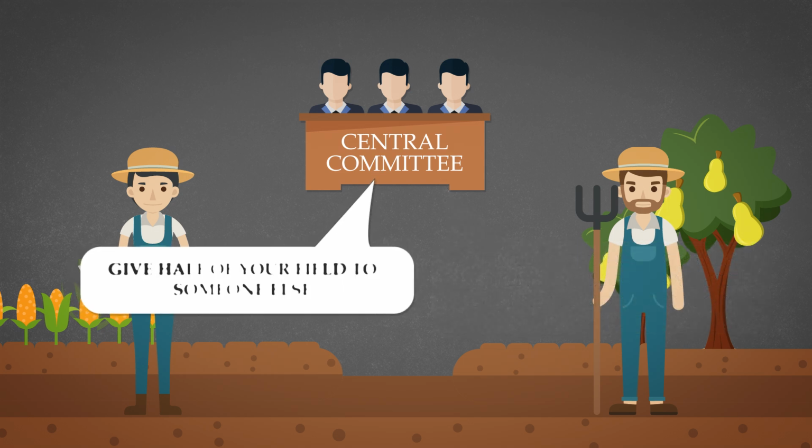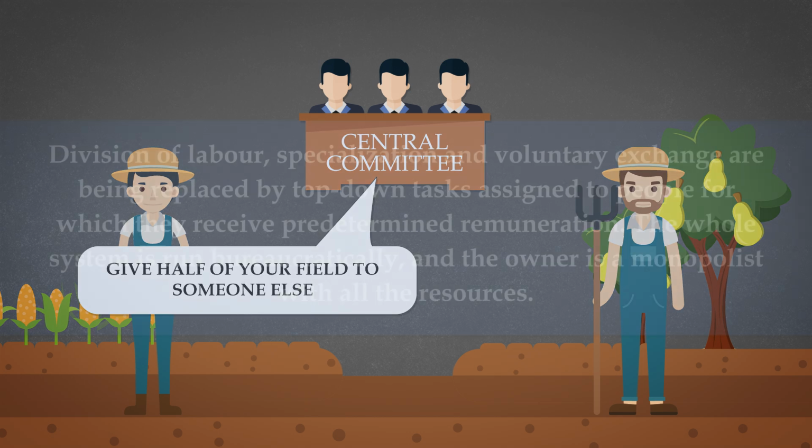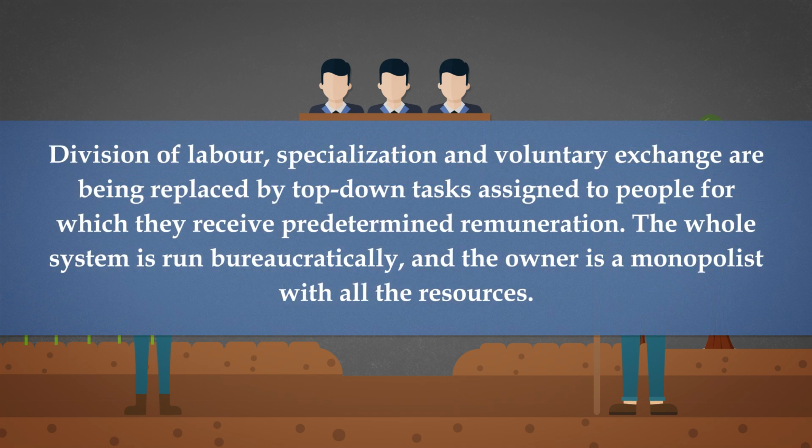Thus, the ownership constraints associated with dispersed private property disappear and are replaced by the control of all resources by a single entity. This entity doesn't have to ask for consent. He can freely use the resources. Division of labor, specialization, and voluntary exchange are being replaced by top-down tasks assigned to people for which they receive predetermined remuneration. The whole system is run bureaucratically, and the owner is a monopolist with all the resources.